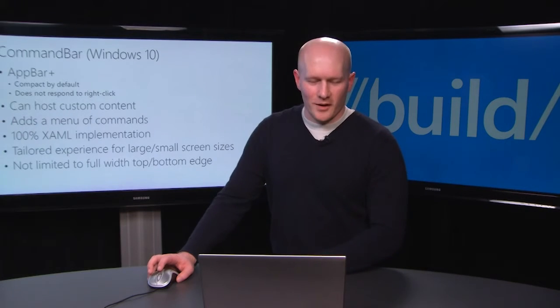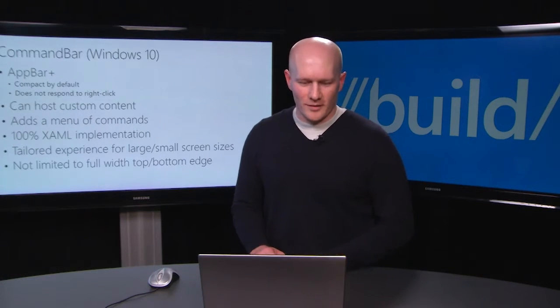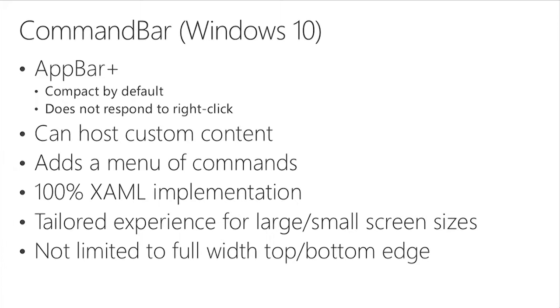So now let's talk about the command bar. The command bar, as I said before, is really the app bar plus more. Instead of being a minimal size by default, it's compact. So you'll see a hint, you'll see the icons for those primary commands, but you won't get the labels until you open it. It doesn't respond to right click. This is a change that we've made so that the command bar gives back the right click for you to use. We encourage you to use other things where it's appropriate, for example, a context menu. Users are familiar with that pattern. You can certainly use it in your app.